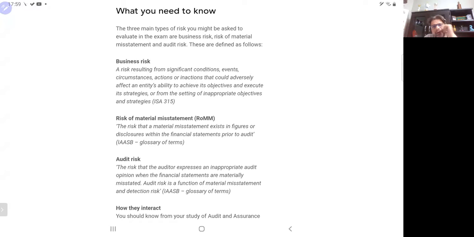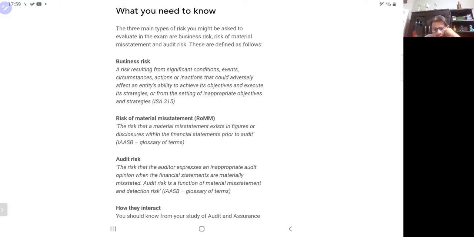Firstly, audit risk, right? This is the technical article written by the AAA examiner, in which he explained the exam technique which is required for the audit risk question.